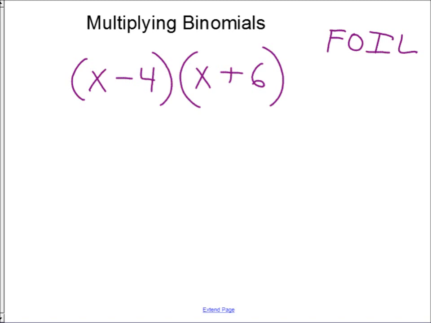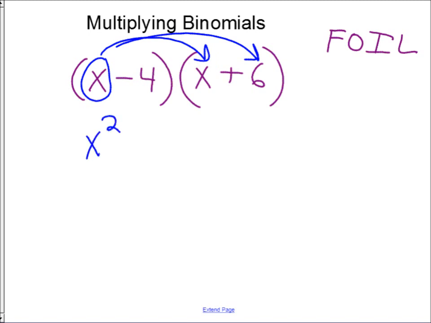So what we're going to do is take the first x and multiply it to every term of the second polynomial. So let me start by doing that. x times x will be x squared. x times a positive 6 will be a positive 6x. So again, I took x and I multiplied it to each of the terms in the second polynomial.